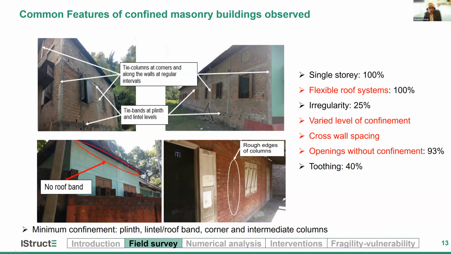So if we look at these particular confined masonry buildings in detail, we see that all of them in this sample are single-story buildings with flexible roofs.